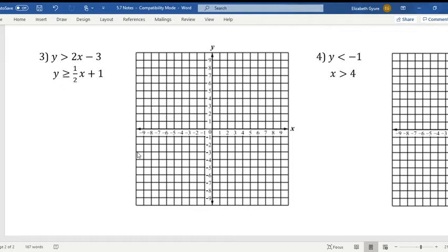All right, number 3. We got y is greater than 2x minus 3. Y is greater than 2x minus 3. So, let's see here.